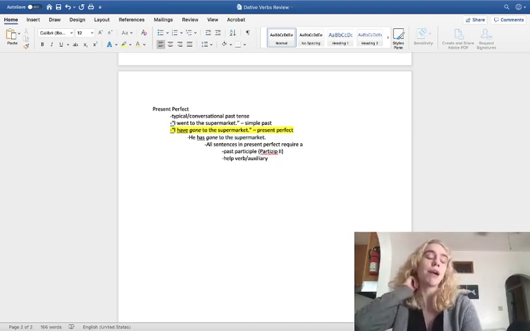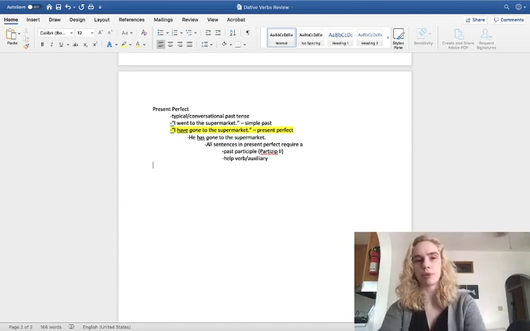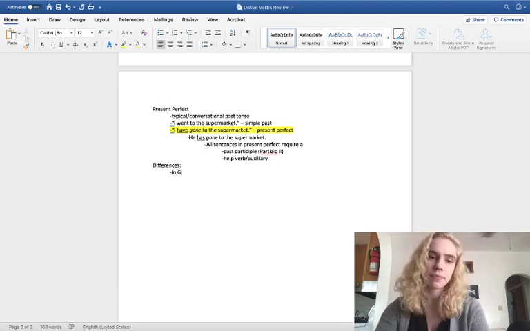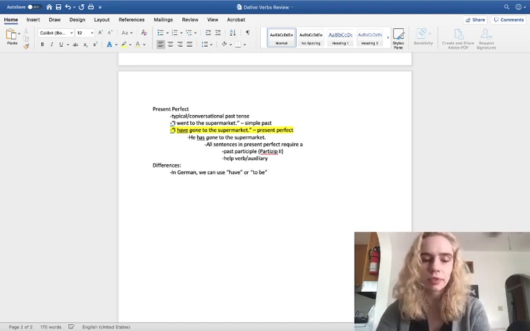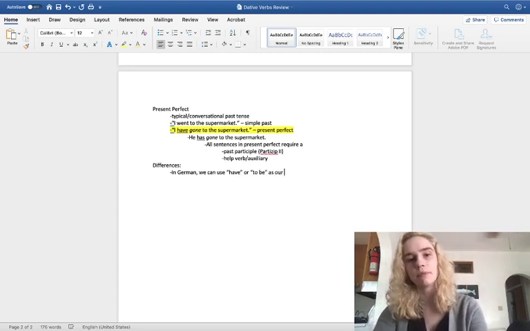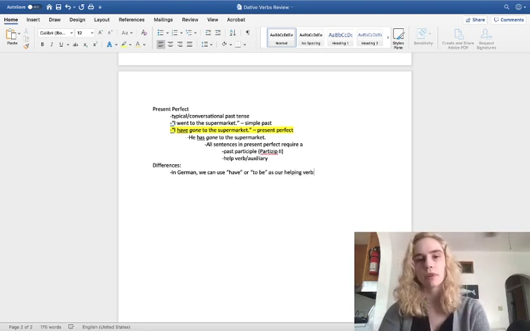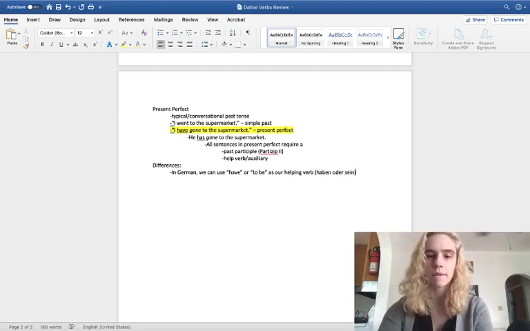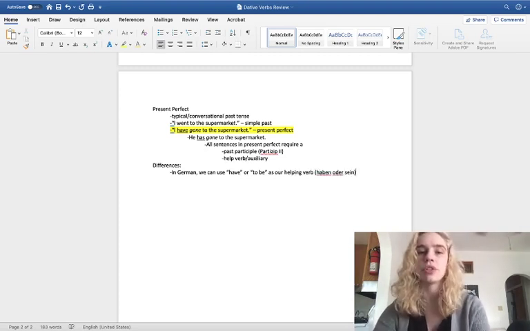So there are two primary differences between German and English. So just say differences. In German, we can use to have or to be as our helping verb. So haben oder sein. Whereas in English, we just use to have.